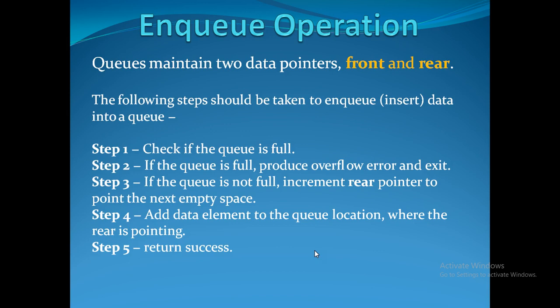If the queue is not full, what are we going to do? Increment the rear pointer to point to the next empty space. Then we are going to add the data element to the queue location where the rear is pointing. Return success. This is the simple algorithm for the enqueue operation.